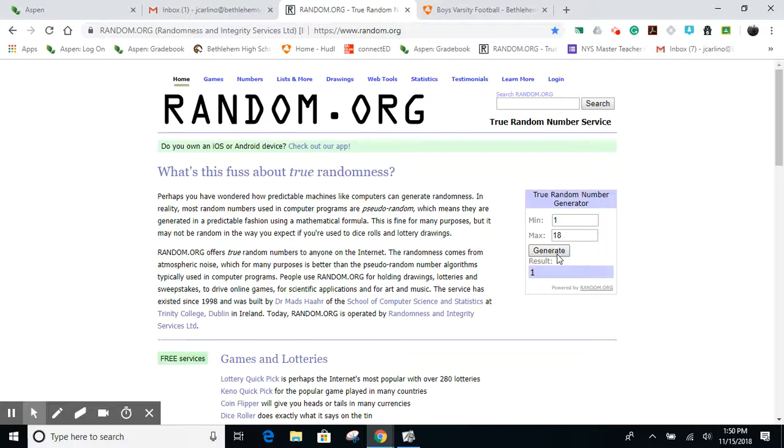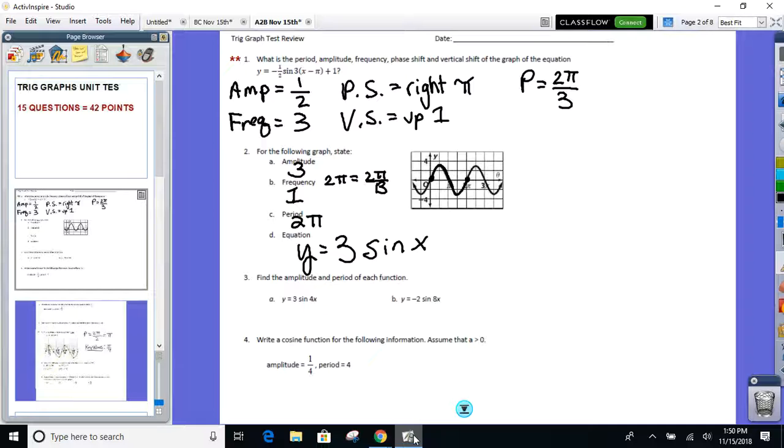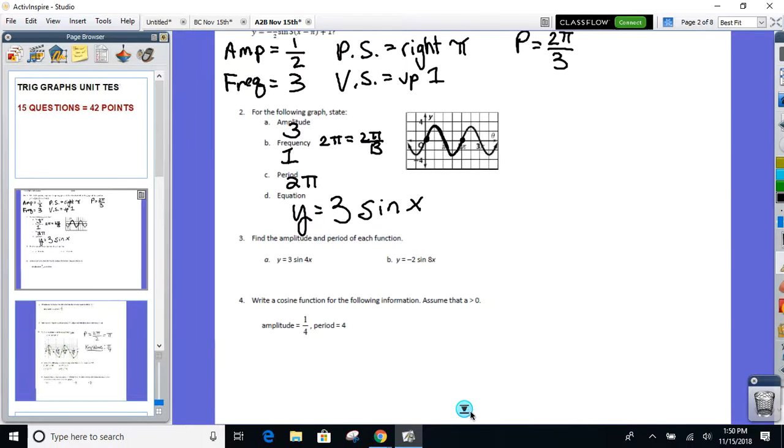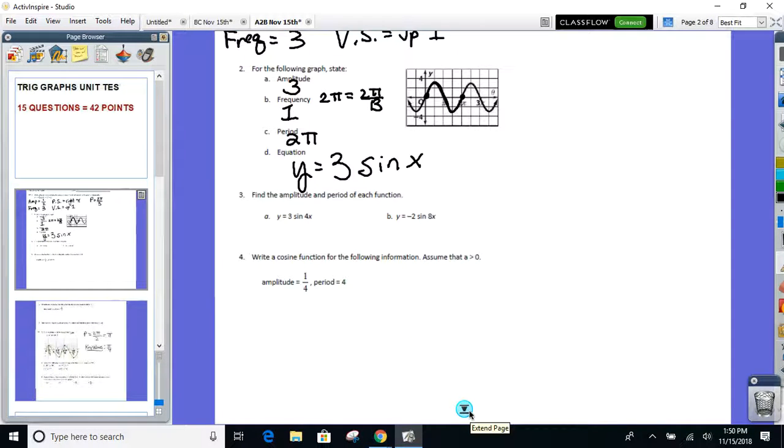Number 1. You guys get the easy one. 3a, amplitude: 3. Period. What are you doing to find the period? Because it's not in the equation. 2 pi over 4. If you want to leave it like that, I'm okay. If you want to reduce it to pi over 2, whatever floats your boat.